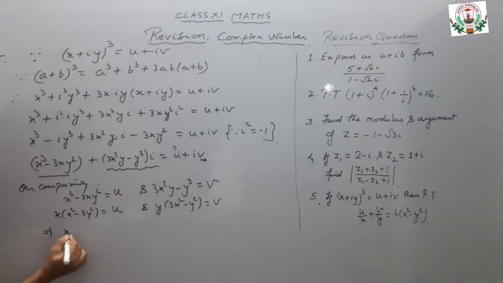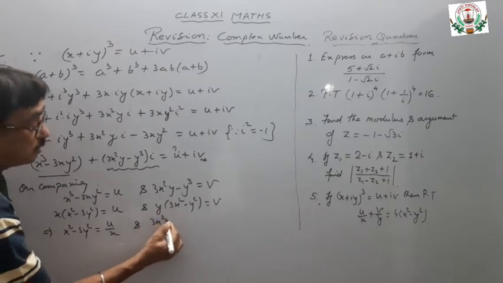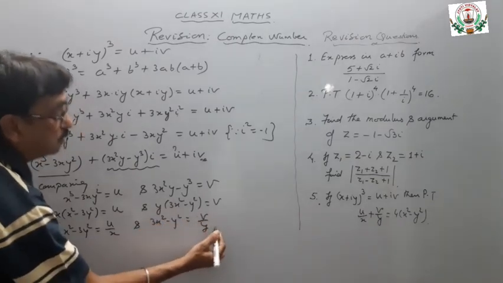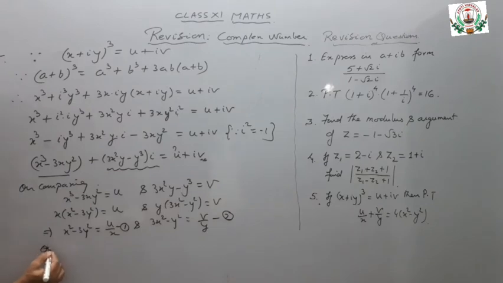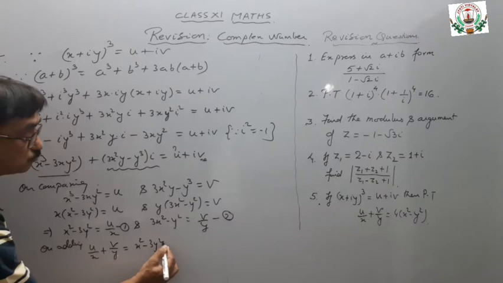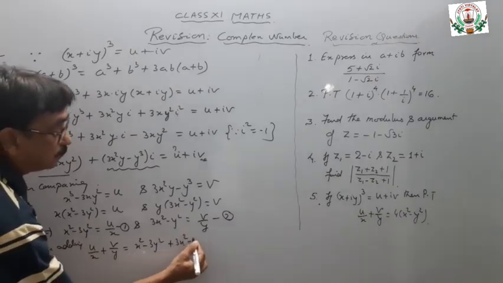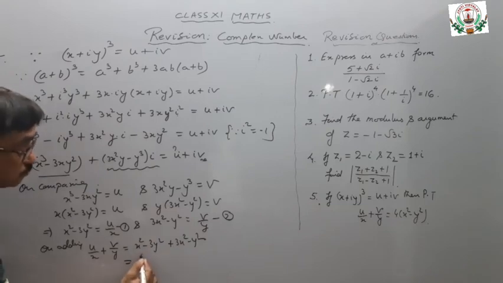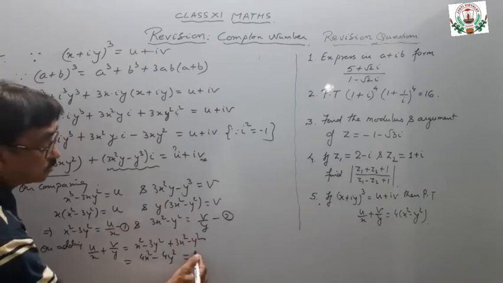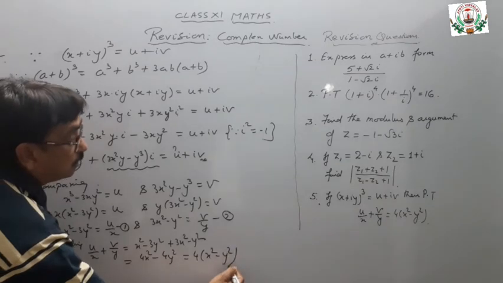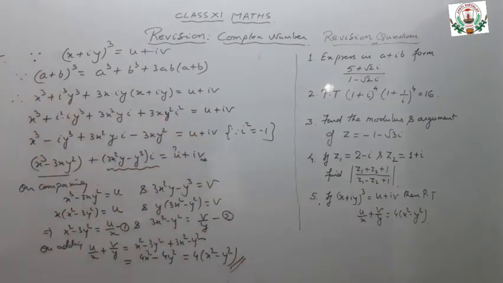So what we get here? x square minus 3y square equals to u upon x, and 3x square minus y square equals to v upon y. Now these two equations, equation 1 and equation 2, we will add up. So on adding these equations, we get u upon x plus v upon y equals to x square minus 3y square plus 3x square minus y square. So x square plus 3x square, 4x square, minus 3y square minus y square, 4y square, which gives us 4 common, and we get the RHS 4 times of x square minus y square.